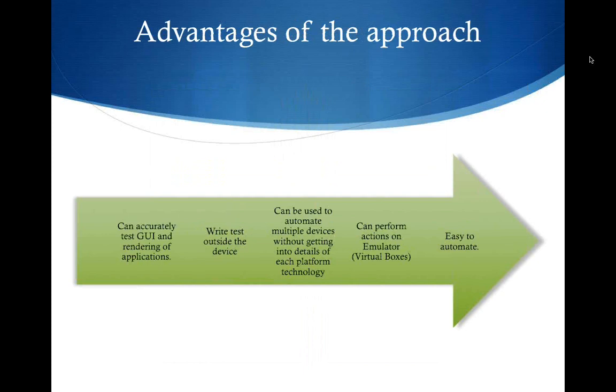Can accurately test GUI and rendering of applications. So if I launch a screen on, say, mobile, and I want to verify that after launching there is particular content at this point, it's very difficult to do using a conventional automation tool, but very easy using Sikuli, because it works on image recognition and image matching. All you need to do is take a screenshot and compare it using OpenCV, and that's it. Because it works this way, you can write test cases outside the device. It's not platform dependent. You can write test cases and run them on any platform. Can perform on emulators as well as devices, and it's easy to automate.